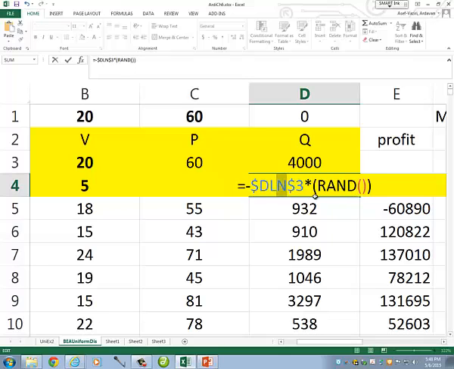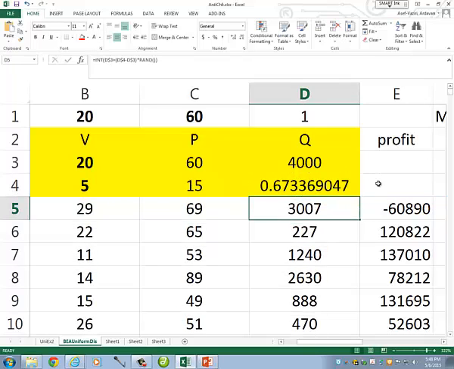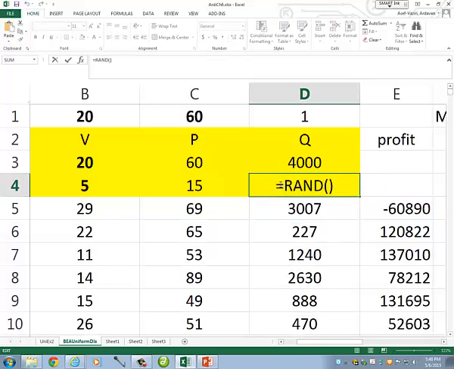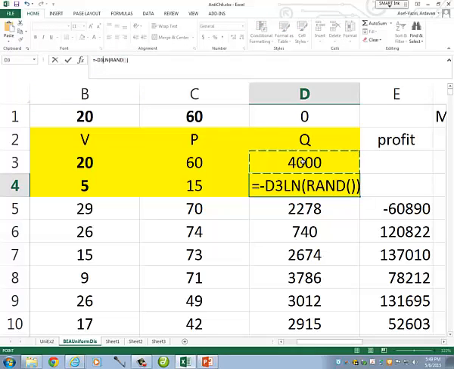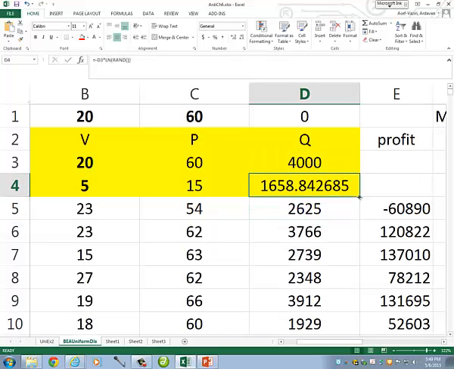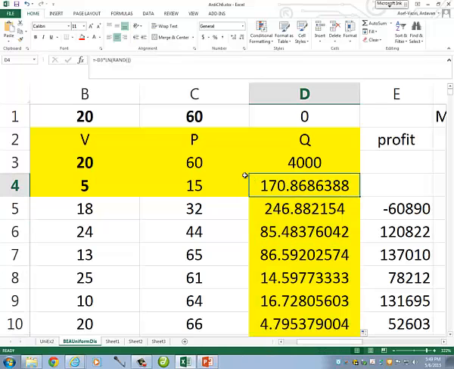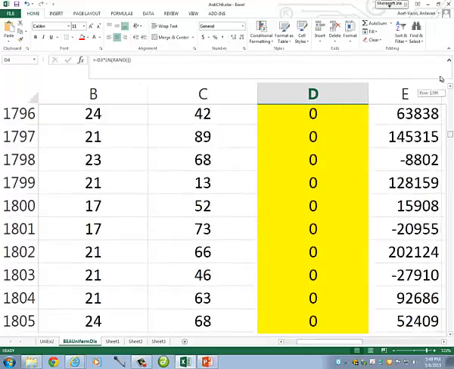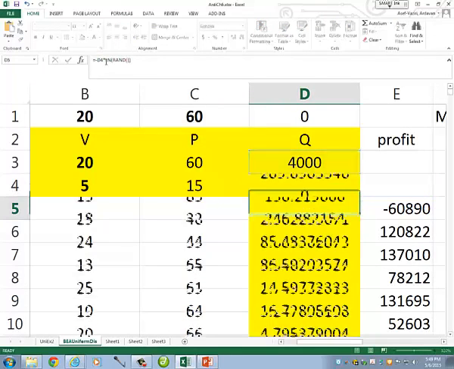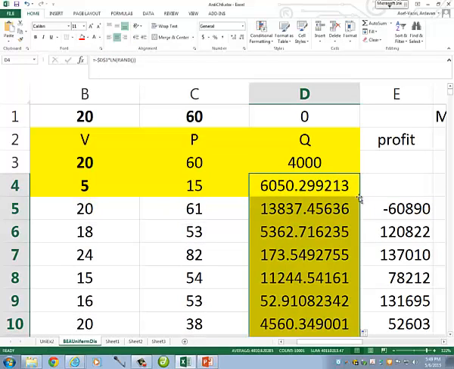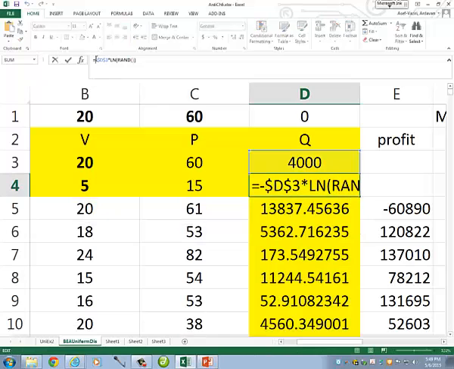Equal to rand, then ln of rand, and then negative of mu multiplied by ln of rand, and then copy it down. Just for simplicity, let's... I think I didn't lock this one. This one should be locked. And then copy it down. And just for simplicity, integer it.